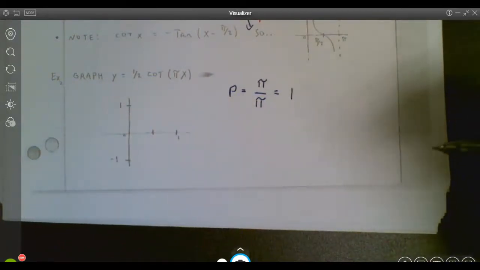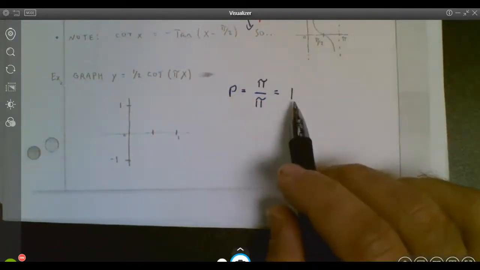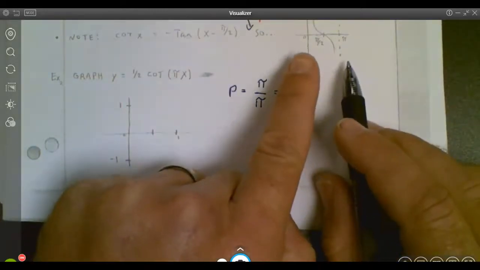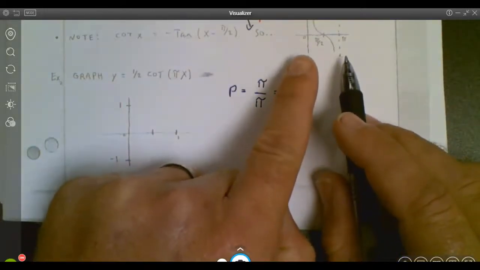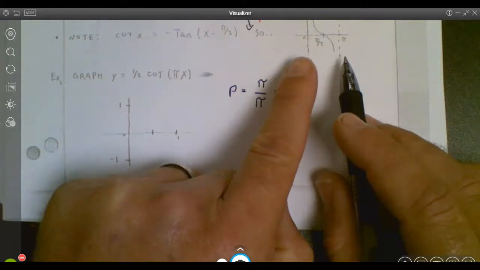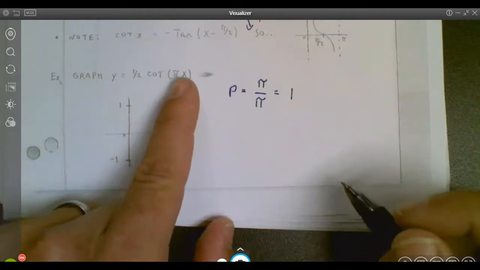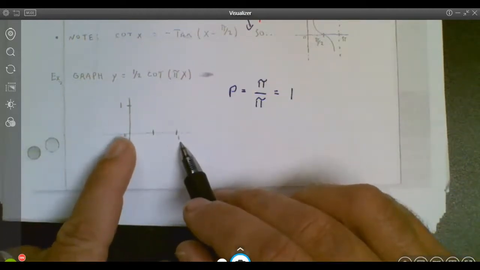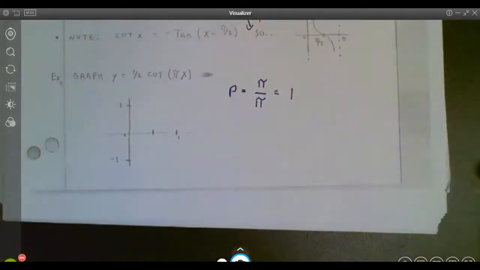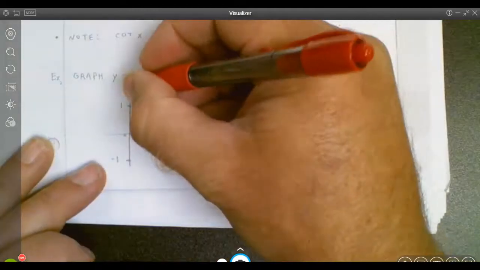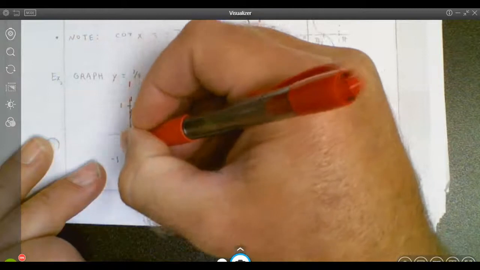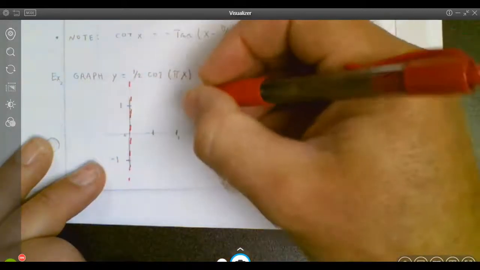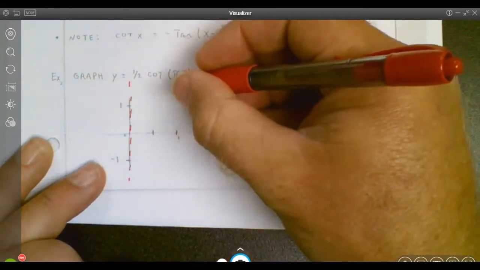So if my period is 1 unit, remember the parent function here went from 0 to pi. That was the period. So it's going to go from 0 to something as long as there's no horizontal shift. This one does not have a horizontal shift, so it's going to go from 0 to 1 for this guy. So let me throw in the asymptotes on this one. There was no horizontal shift, so we're just going from 0 to 1.